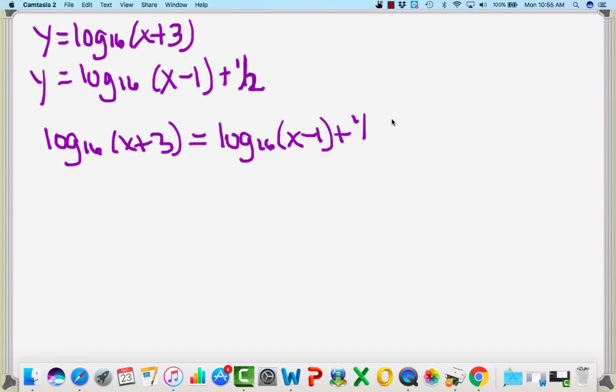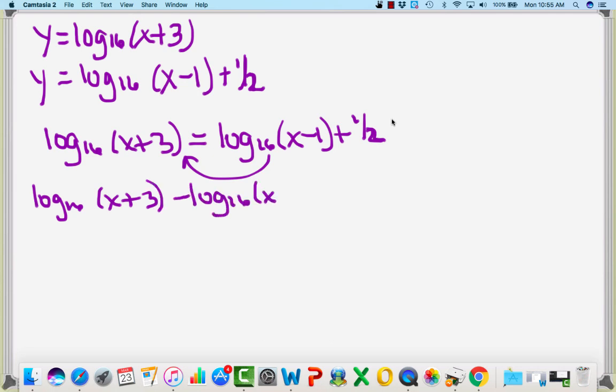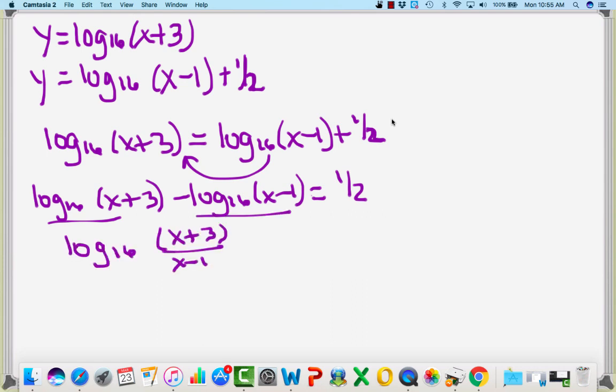plus a half. So I want to get my two logarithms together. So I'm going to subtract this log base 16 to the other side. So log base 16 of x plus 3 minus log base 16 of x minus 1 would equal a half. But then I can combine these two logarithms, with a subtraction becoming a division. So I get log base 16 of x plus 3 over x minus 1 would equal a half.